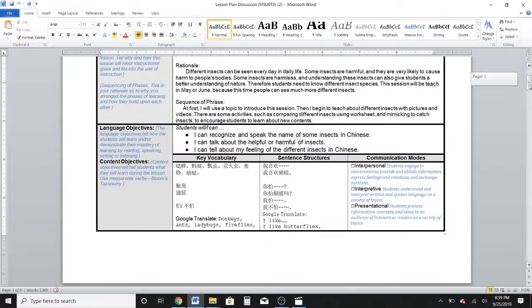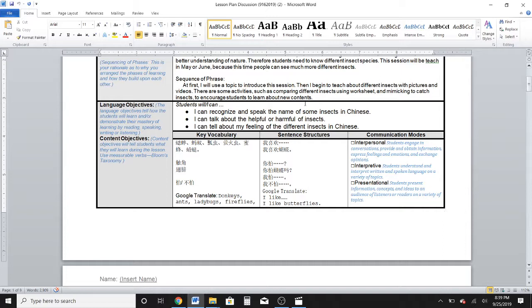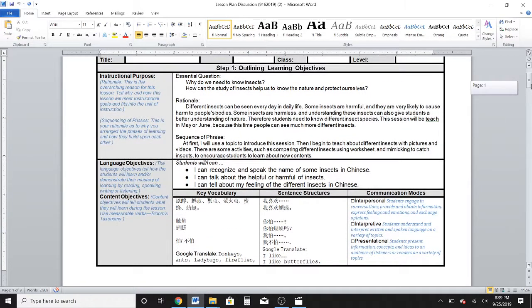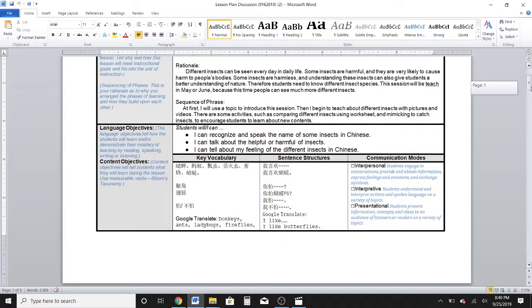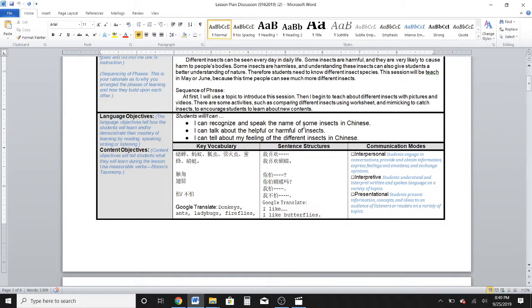So, the first thing I'm going to do is look at the objectives. I can recognize and speak the names of some insects in Chinese. Okay, that's a lower level skill. This must be new. I can talk about the helpful or harmful of insects. Okay, seems good. Does it match their essential question? Why do we need to know insects? I can tell about my feelings of the different insects in Chinese. Okay. So, I see objectives.